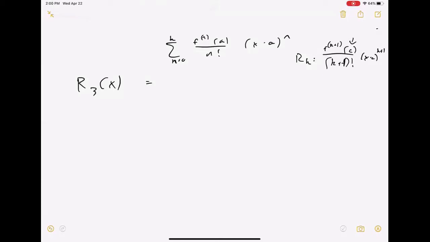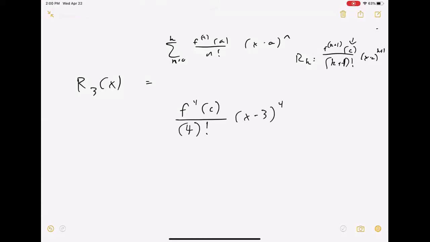Okay, so let's see. Our Taylor polynomial is going up to k equals 3. So our R3 is going to be f⁽⁴⁾ of some number c, the fourth derivative of our function f at some number c, over 4 factorial, times (x-3)^4, right?